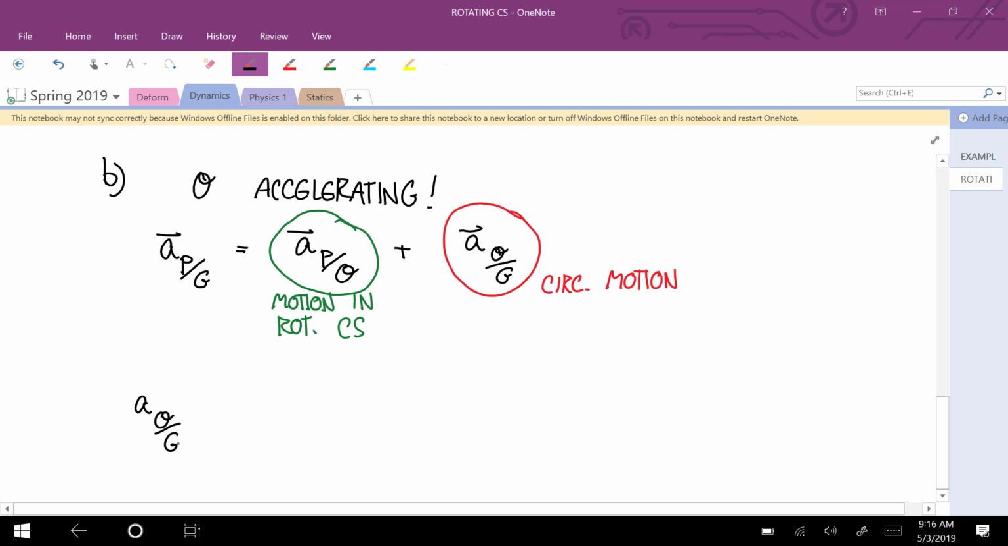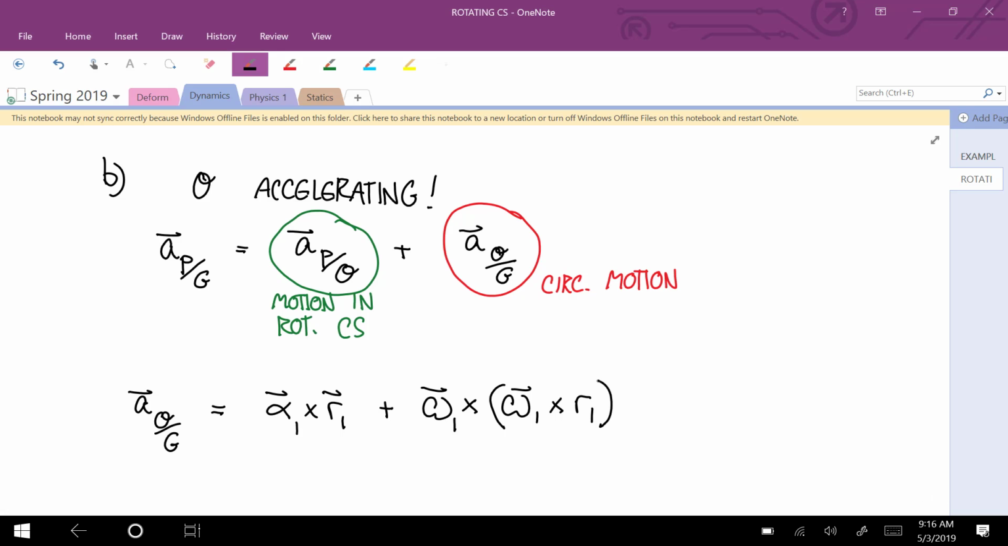So acceleration of the origin relative to the ground is equal to alpha, I'm going to call this alpha 1, cross R1 plus omega 1 cross quantity omega 1 cross R1. I'm going to do that because right now we're using circular motion to calculate the acceleration of the origin. But when we get to this part, we're going to be using the big rotating coordinate system equation, which also has terms in it, the velocity and the acceleration observed in the coordinate system. And that's going to use circular motion with different values than this. Okay.